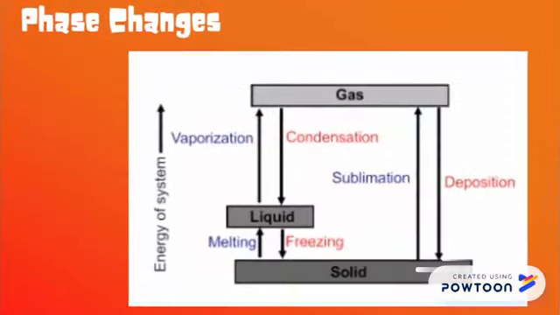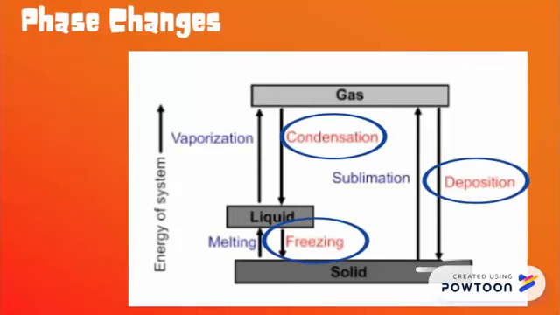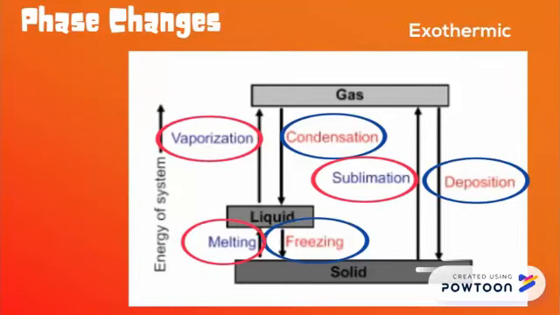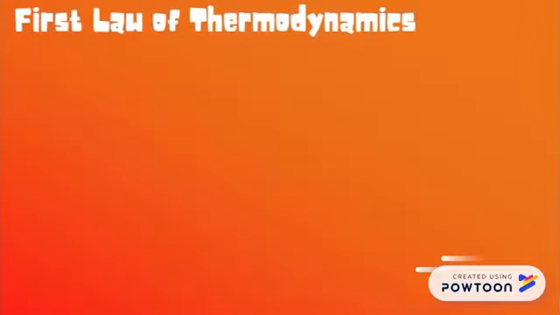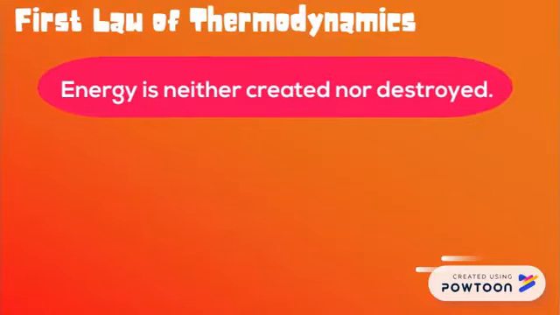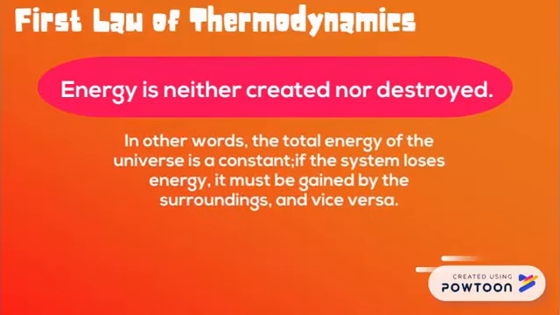Let's review our phase changes and determine which ones are endothermic and which ones are exothermic. Freezing, condensation, and deposition all require the release of heat. They would be exothermic. Melting, vaporization, and sublimation all require energy or heat. They would be endothermic. So just like our law of conservation of energy, the first law of thermodynamics states that energy is neither created nor destroyed. It is only transformed. So in other words, the total energy of our universe must be constant. So if the system loses energy, it must be gained by our surroundings.